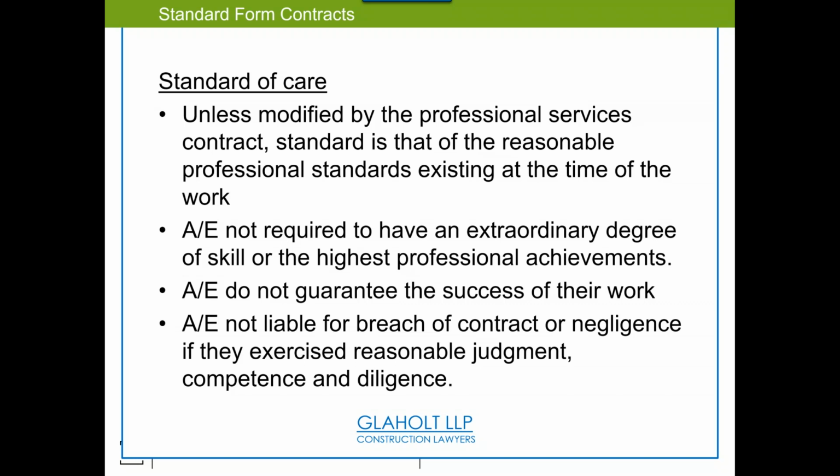Architects and engineers are not required to have an extraordinary degree in skill and high professional achievements. We don't build things. I can't guarantee success of work. I'm not liable if I've exercised reasonable judgment, competence, and diligence. And that's a big one, because I've heard all the time, if I share my Revit model, I could be held liable. And my favorite question is, liable for what? And then you don't really get an answer ever.